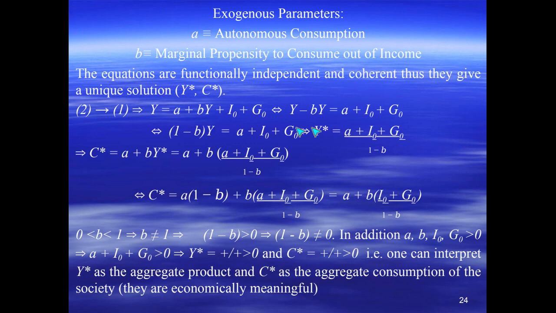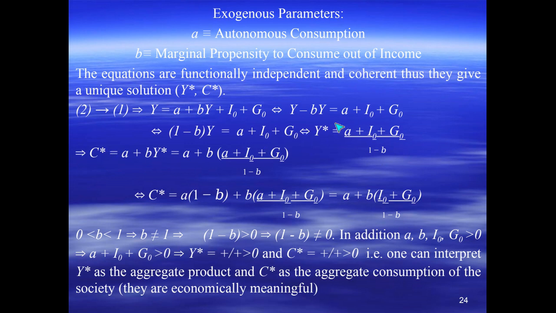Then, since b is not equal to 1, this is not equal to 0, so we can divide both sides of the equation by 1 minus b. 1 minus b and 1 minus b annihilate each other, it makes 1, and we remain with y star. On the other side, we obtain a plus I0 plus G0 over 1 minus b, which is the solution for y star. This is the equilibrium value.